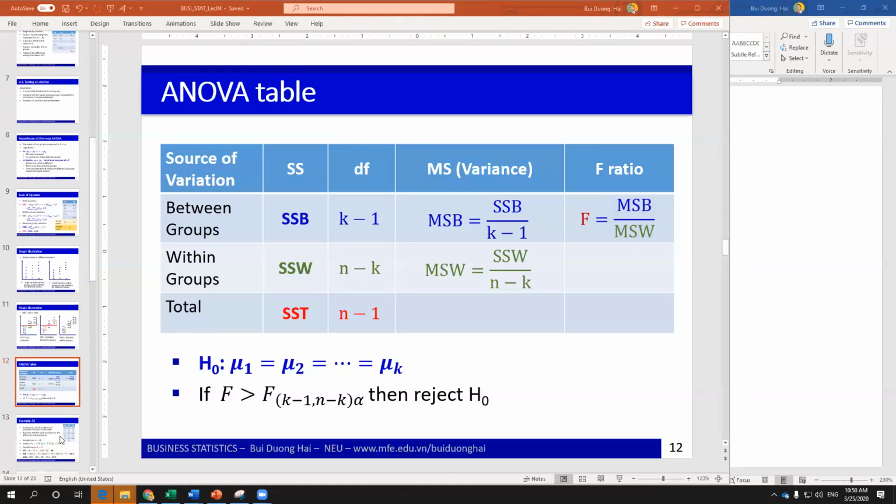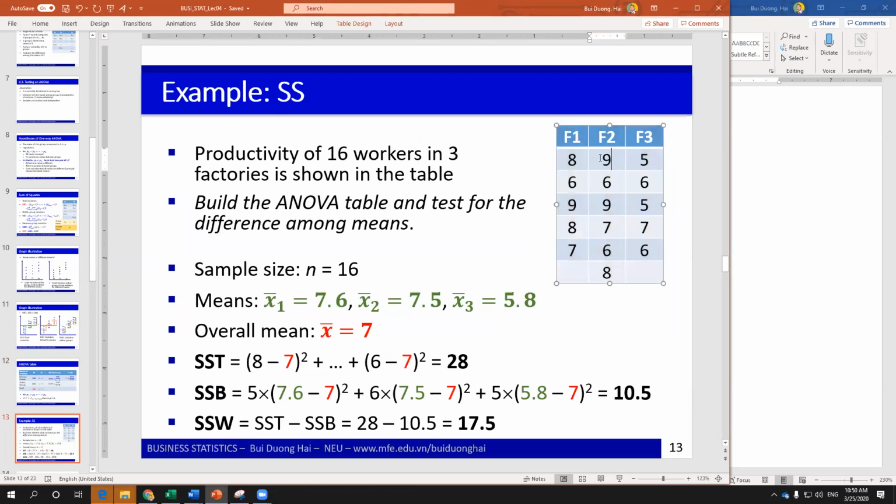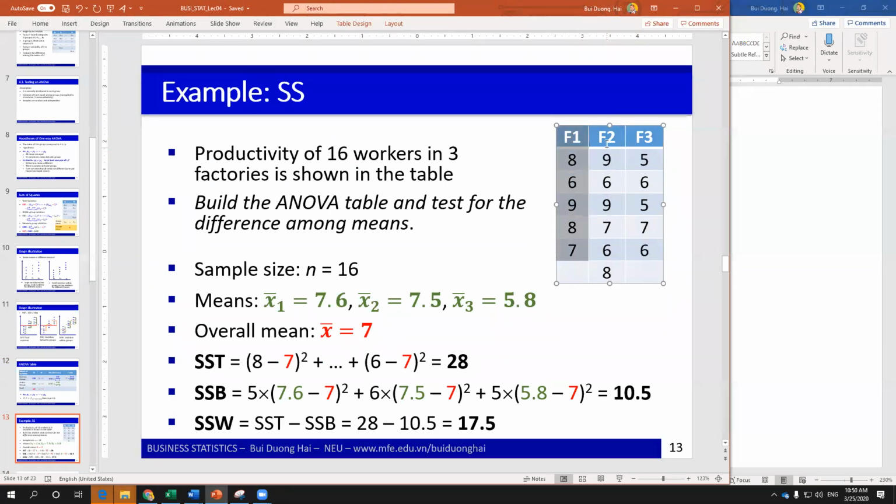Now, for example, I have one company with 3 factories. Then I have one factor. The factor divides my company into 3 groups: F1, F2, and F3. And remember, in group number 1, I have many persons, but I survey only 5. Group number 2, I have many persons, but I survey only 6. And I have the salary.